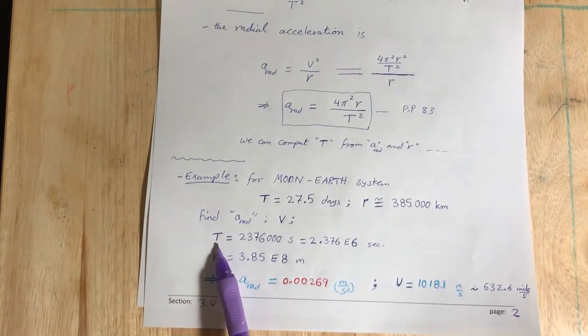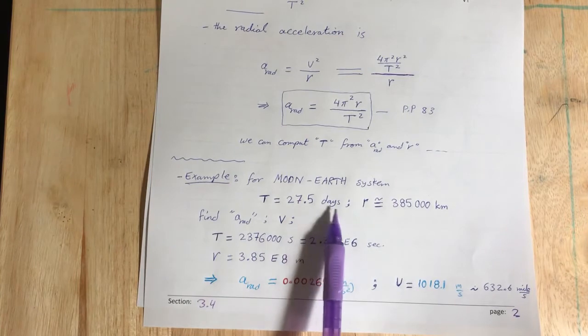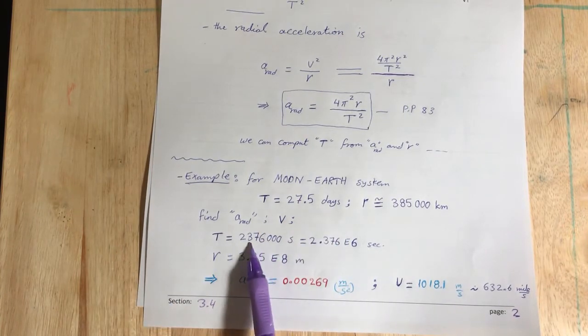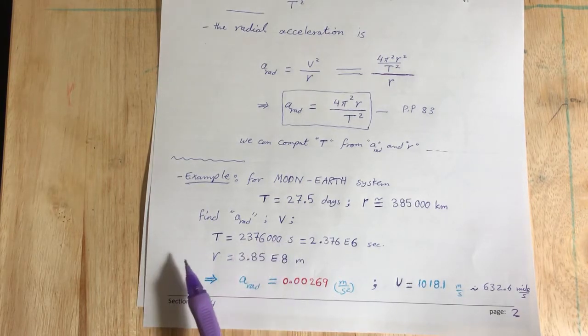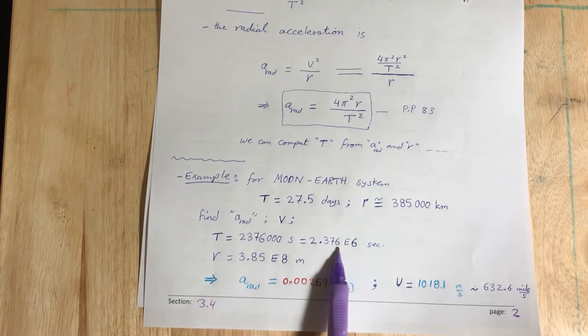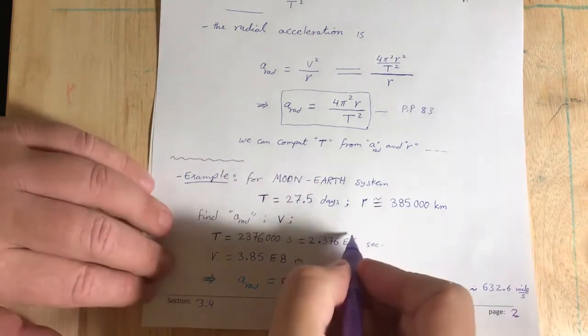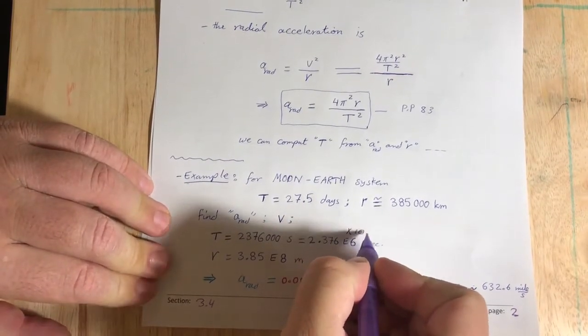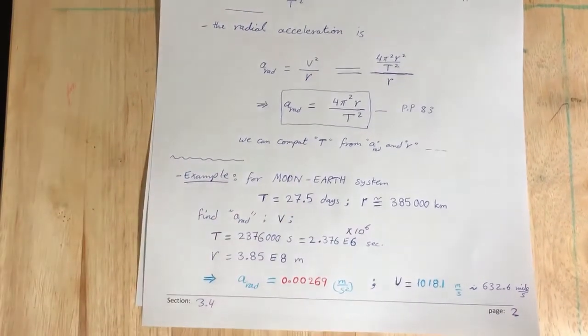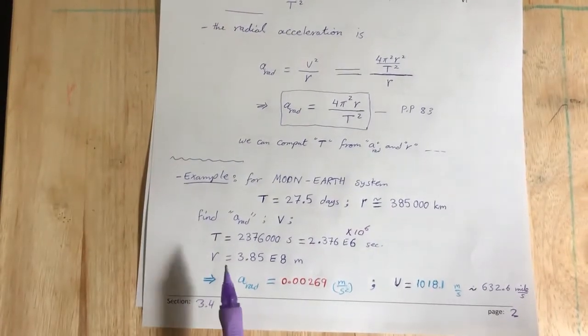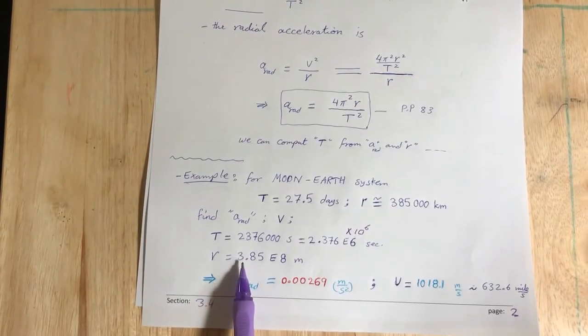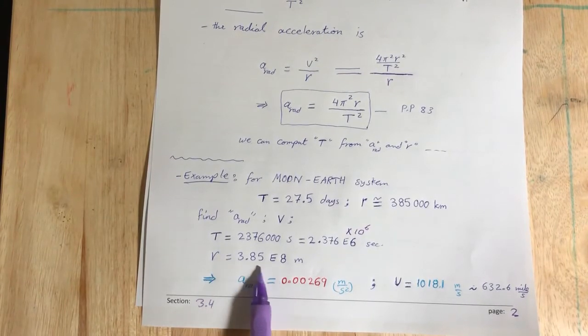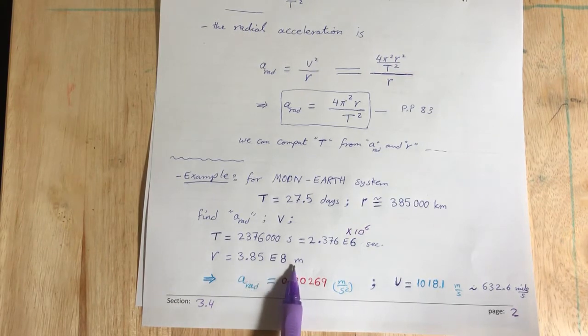Now the time, which is 27.5 days, I convert it to seconds, which is 2,376,000 seconds. I write it also here in scientific notation. I use E, which is equal to 10, multiplied to 10 to 6. Okay. Also the radius, I write it in scientific notation, which is 3.85 multiplied by 10 to 8 meters.